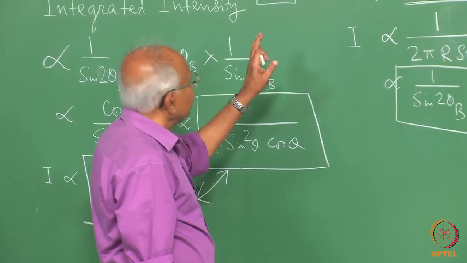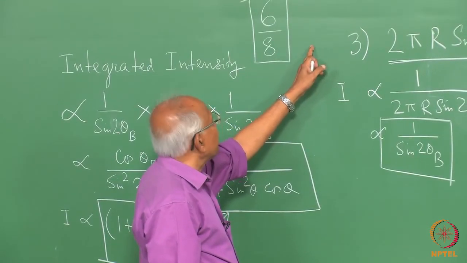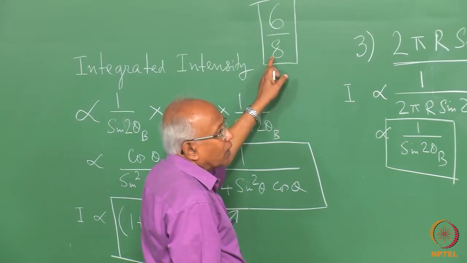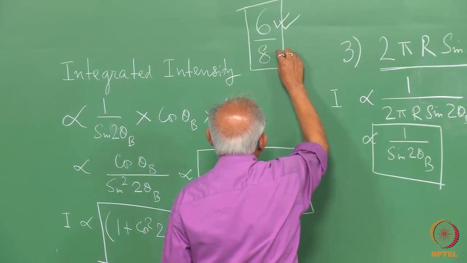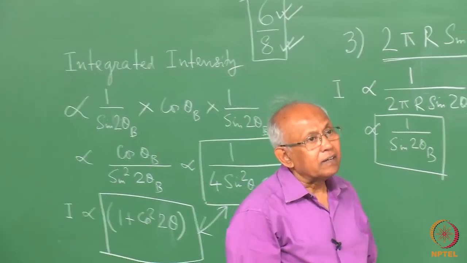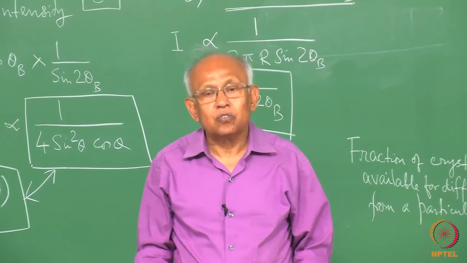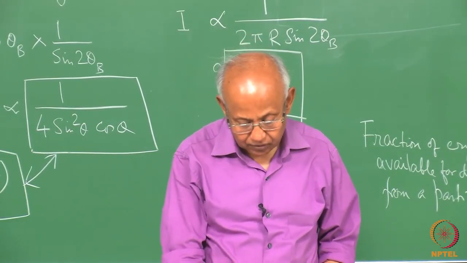So, the integrated intensity from the 1 0 0 planes divided by the integrated intensity from the 1 1 1 type of planes will be simply 6 by 8. These numbers, 6 for 1 0 0 planes and 8 for 1 1 1 planes, are known as the multiplicity factor. So, the multiplicity factor for 1 0 0 planes is simply 6, and for 1 1 1 planes it is 8. In a similar manner, we can find the multiplicity factor of the other types of planes, and naturally the integrated intensity has to be multiplied by the multiplicity factor in every case.